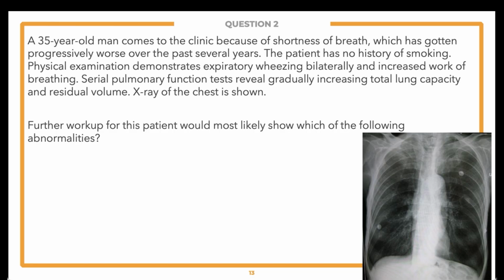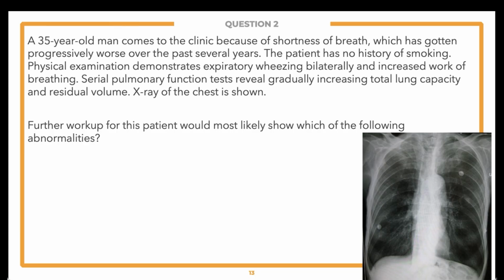And once again, we have an image to help us out. So we've got the answer choices covered up, and we're going to start by reading the question. Further workup for this patient would most likely show which of the following abnormalities. Okay, so that's good. You may be looking at the X-ray here, and maybe you're already seeing something. So again, by reading that lead-in first, you get an idea of what kind of info you're trying to collect and parse.